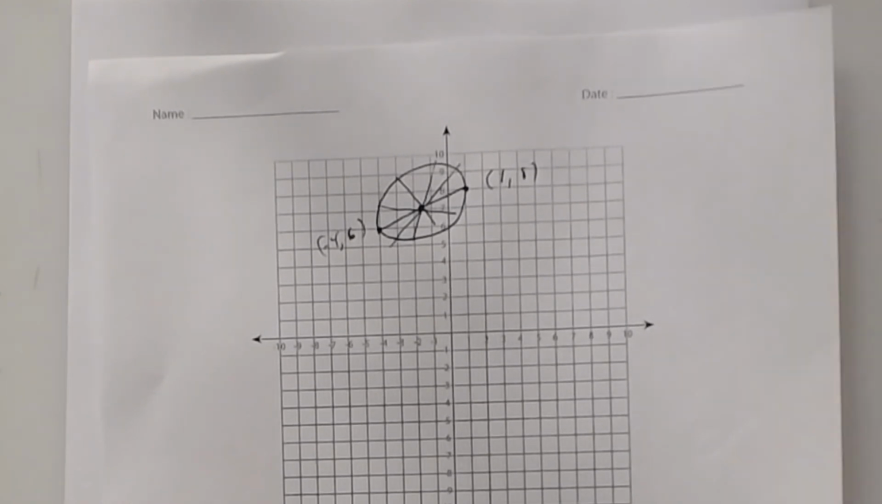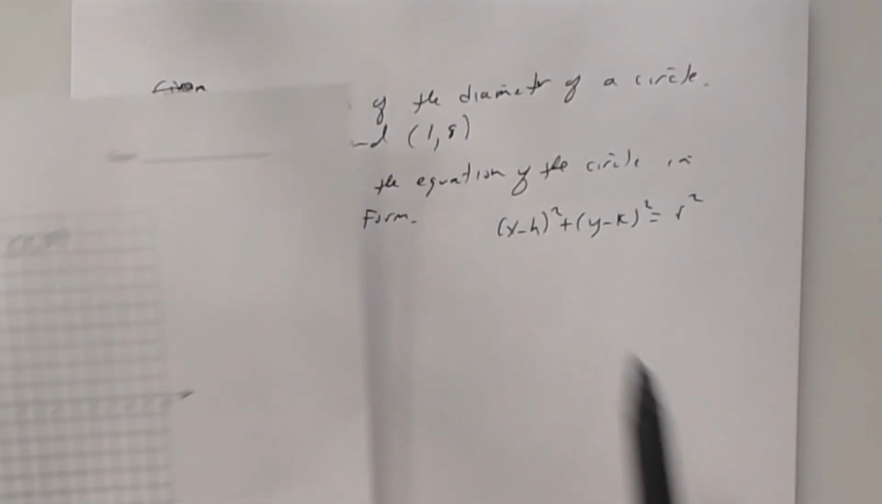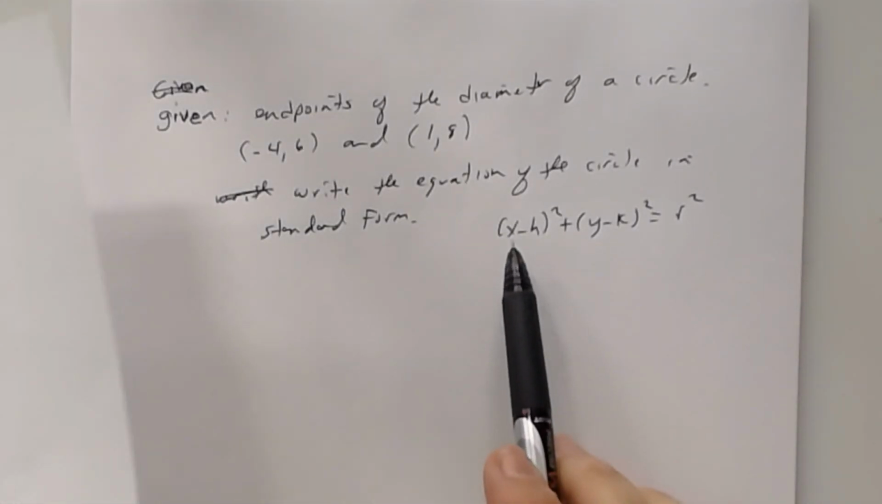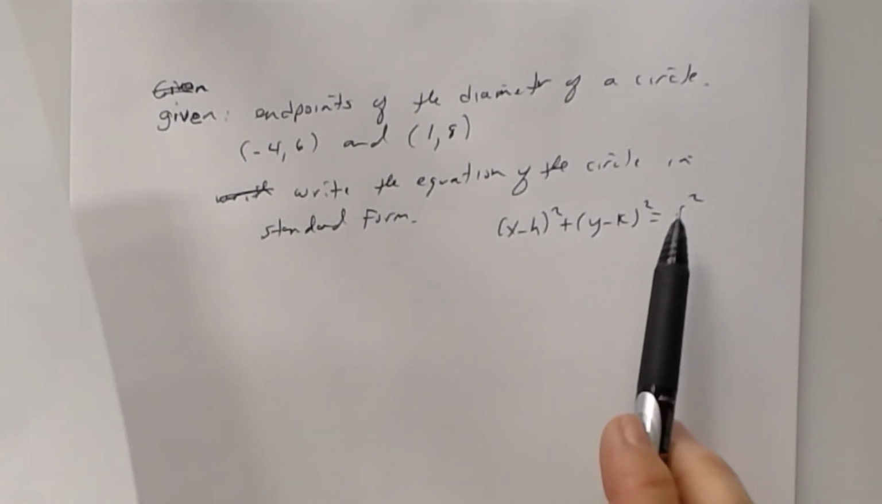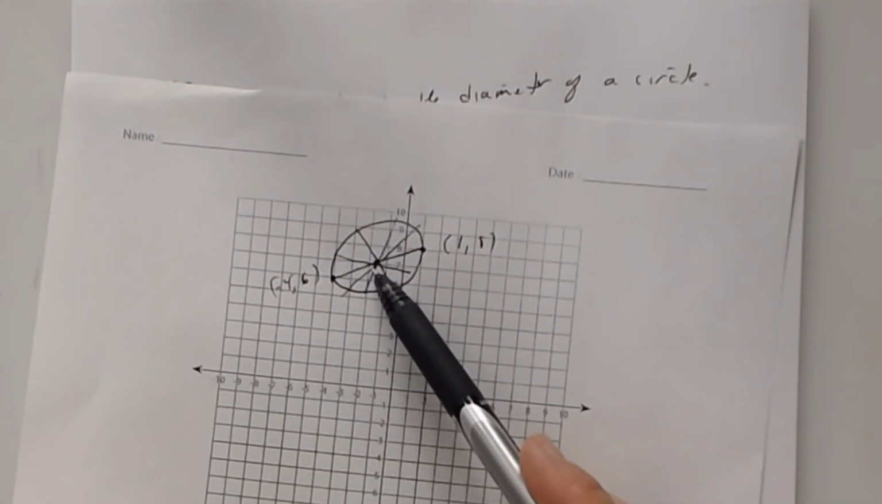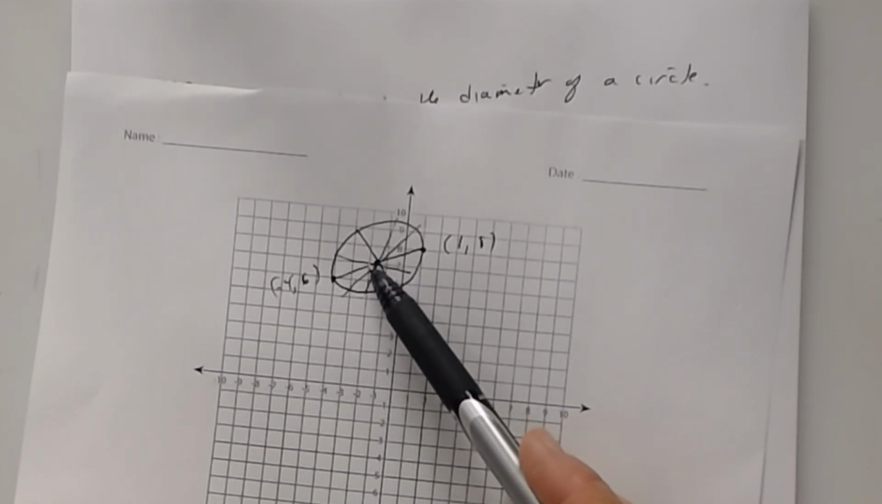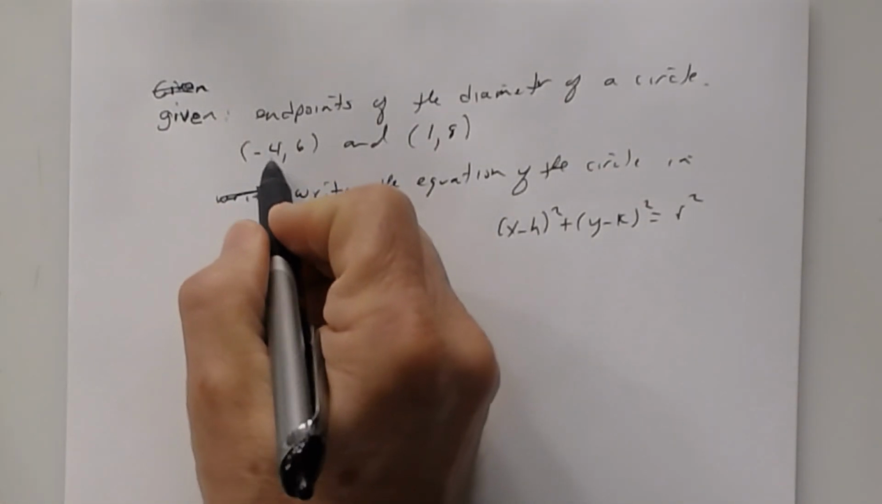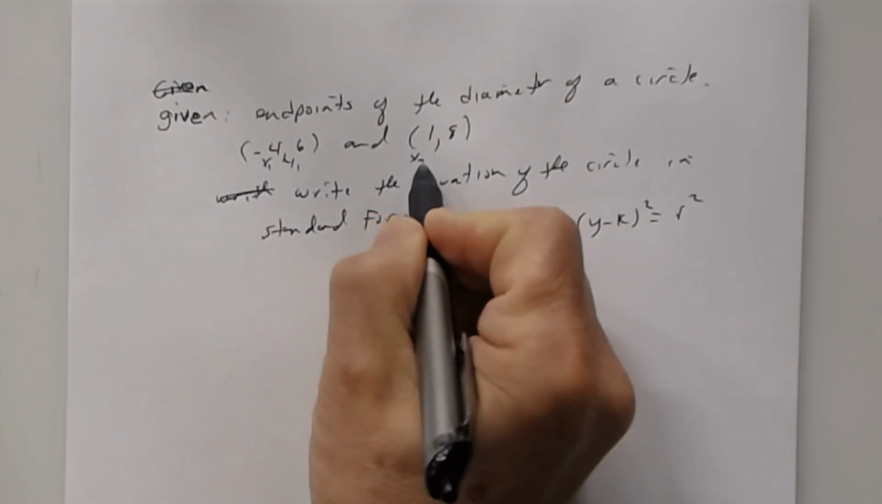So if I want to find the equation of this circle, given this diameter, I've got to know the center and what else? The radius. Well, how can I find the center? What is the center here? The midpoint of this line segment. So you're going to use what formula? The midpoint formula. So let's call this x1, y1, x2, y2.